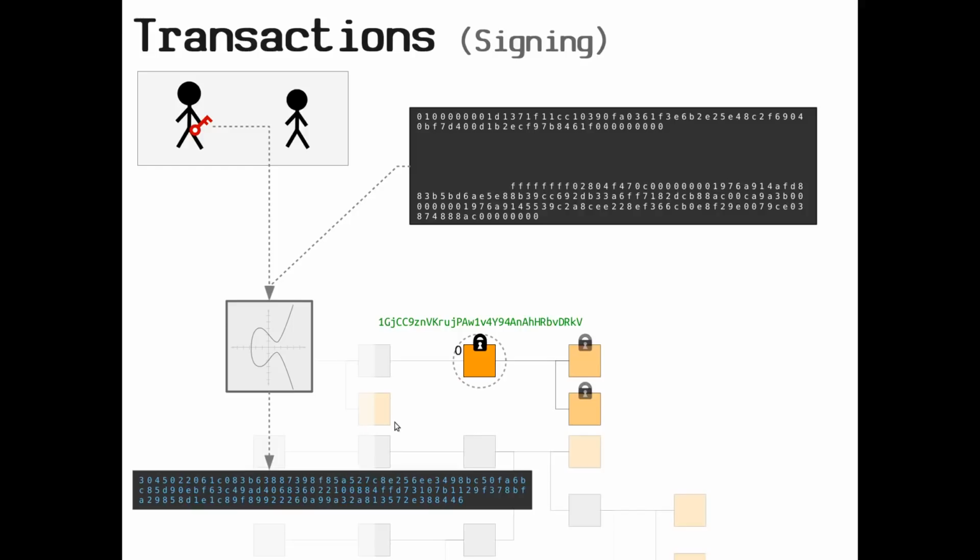So what will happen then? You use this unsigned transaction, and you put it into this function along with your private key, and that will give you a signature. So this is a signature that will get put into the transaction.